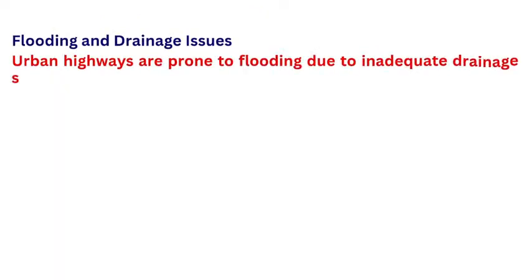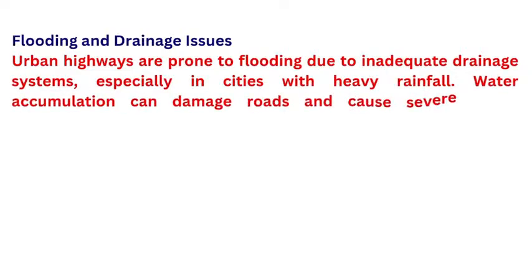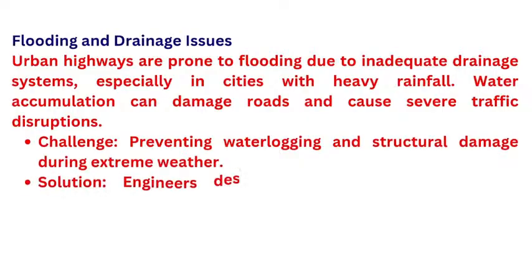Flooding and drainage issues. Urban highways are prone to flooding due to inadequate drainage systems, especially in cities with heavy rainfall. Water accumulation can damage roads and cause severe traffic disruptions. Challenge: preventing waterlogging and structural damage during extreme weather. Solution.